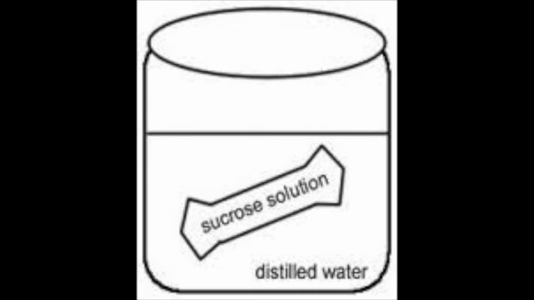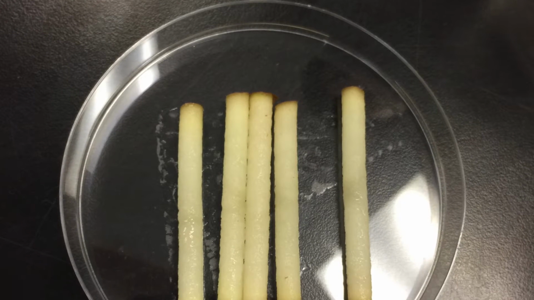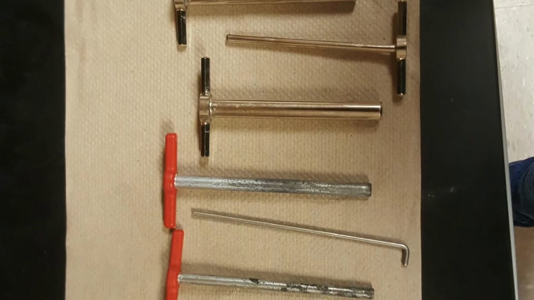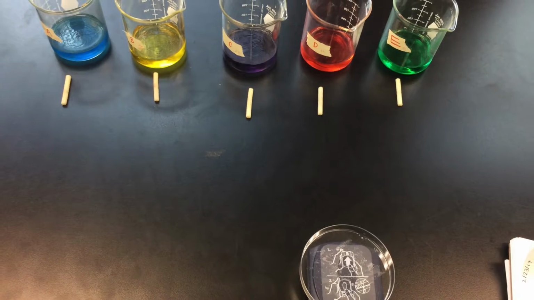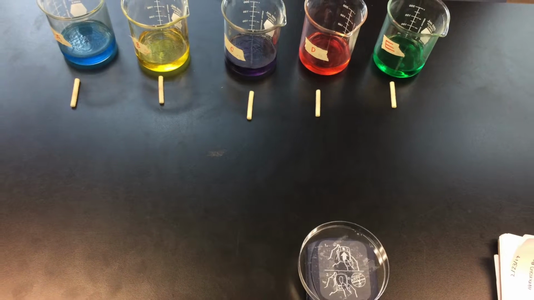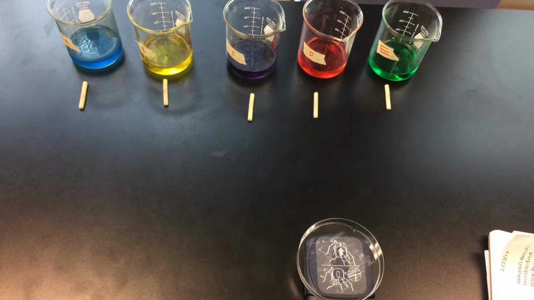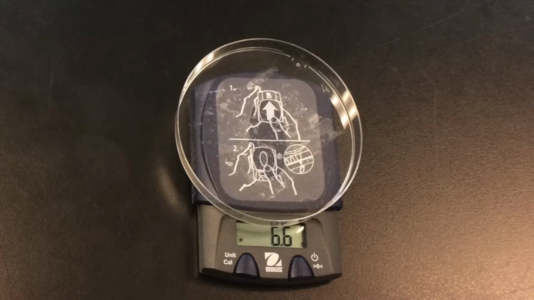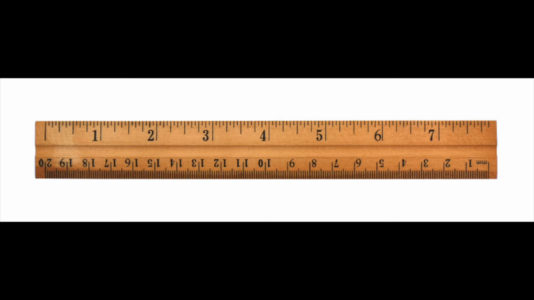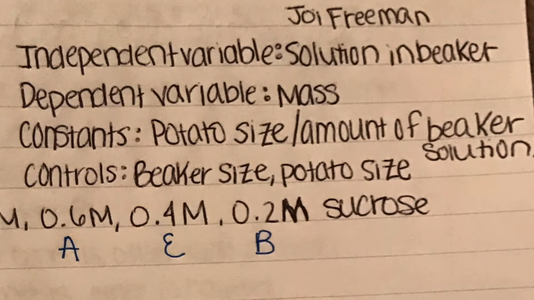The purpose of this lab is to identify the concentrations of the mystery sucrose solutions and use the solutions to determine the water potential of the potatoes. The materials used were potatoes cut into 4 mm rods, cork borers, 5 250 milliliter beakers, solutions of 1 molar, 0.8 molar, 0.6 molar, 0.4 molar, and 0.2 molar sucrose, a petri dish, a scale, a scalpel, tweezers, and a ruler. Hey, it's Tina here.